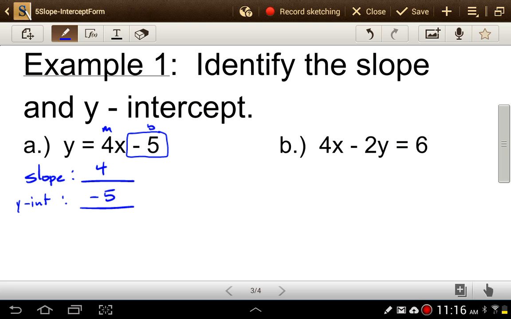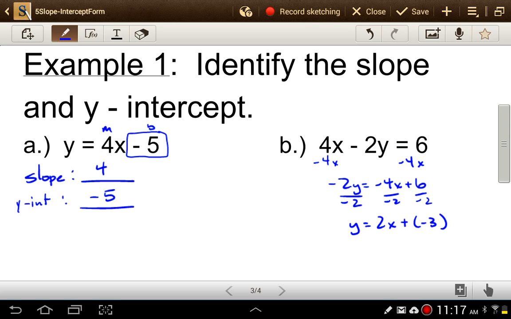Okay, in example B, it is not in slope-intercept form, so that's the first thing you're going to have to do. So in order to do that, I first have to subtract 4x from both sides. It's going to give me negative 2y equals negative 4x plus 6. Then I'm going to divide by negative 2 to each term. That's going to give me y equals 2x plus negative 3. You also could have minus 3. That would be fine too. Okay, and then now we have to find our answer. Our slope is 2. Our y-intercept, negative 3. And there's your answer. And that's it. So you just got to put it in slope-intercept form and identify them.